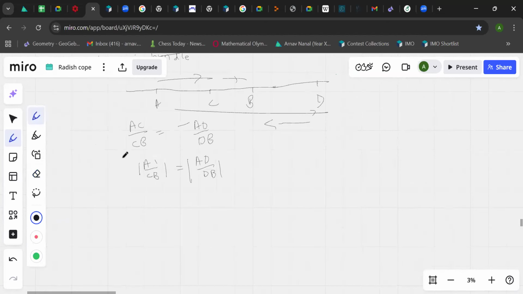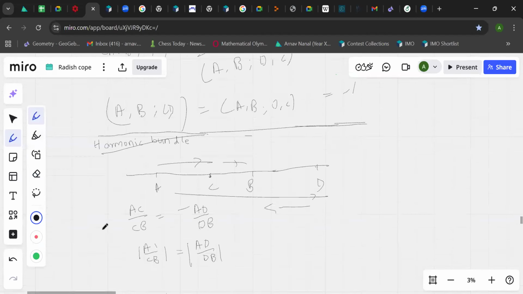This is also a projective map, by the way, that maps every point to its harmonic conjugate. So you take any point C, you map it to its harmonic conjugate. That is a projective map. I don't think it's very trivial to see why it's a projective map, or maybe it is, I don't know.